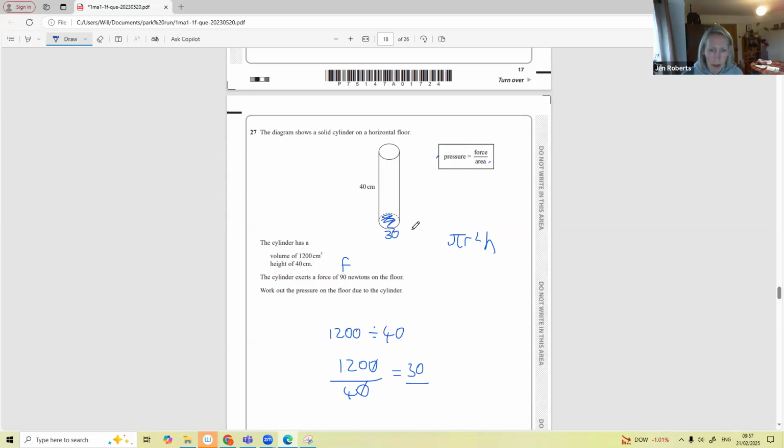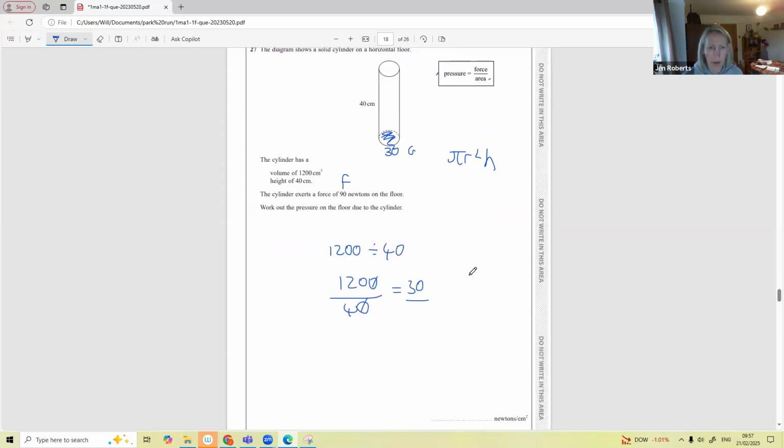So now we know the area and we know the force. When you're doing these in class, you might have used this little triangle here: pressure, force, area. It's similar to the speed, distance, time one and the density, mass, volume triangle. So force goes at the top and area goes at the bottom here. We're working out pressure. When one's above the other, we divide them. 90 divided by 30 is 3. So it's 3 newtons per centimetre squared.